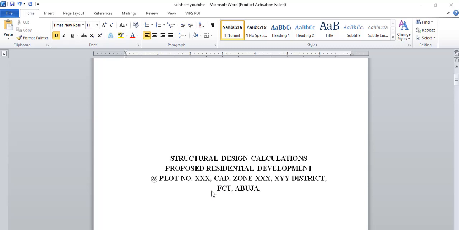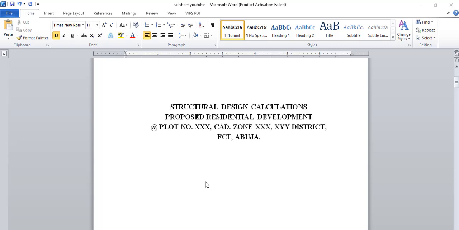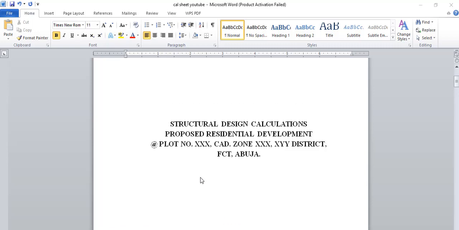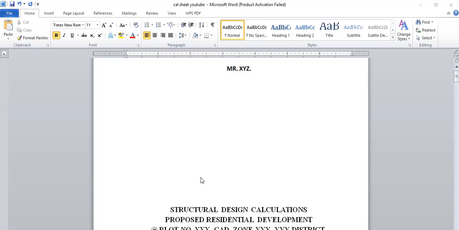But if you're in Lagos, you may put Lagos, Nigeria, or if you're in Akwa Ibom, you can say Akwa Ibom, or Uyo, whatever it is, wherever you are, you can put in that. So this is a typical way. Then you put the date you produce the calculation sheet. That's the cover page. This is the typical cover page of your calculation sheet.